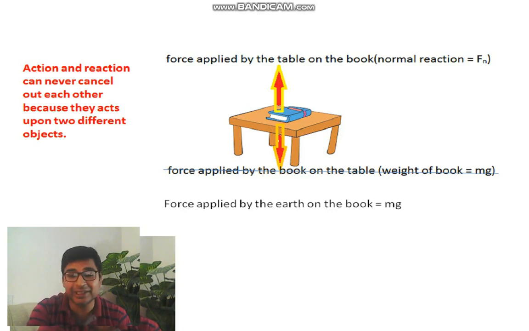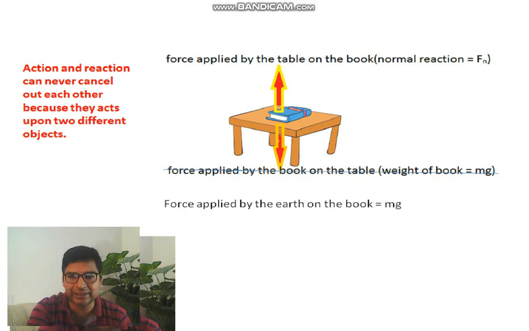But now these forces are not action and reaction. These are two independent agencies. One is the earth, the other is the table, and they are acting on the same object. Remember again, action and reaction can never cancel out each other. In this case, the forces are being cancelled because we changed the perspective of the weight.